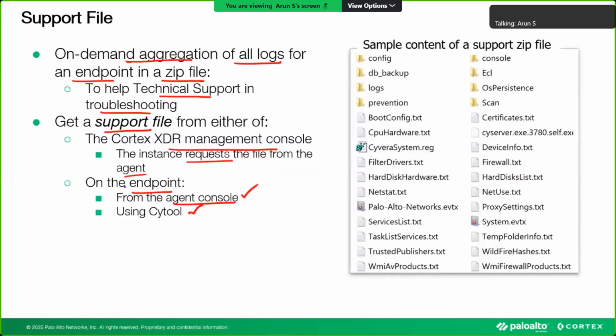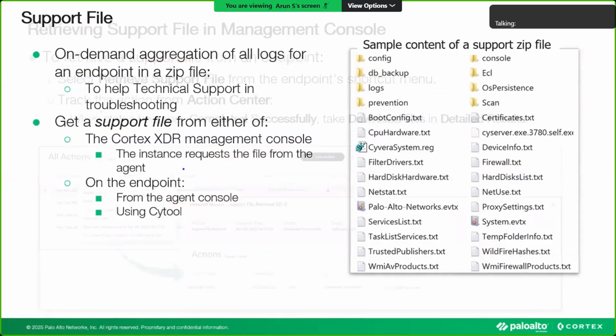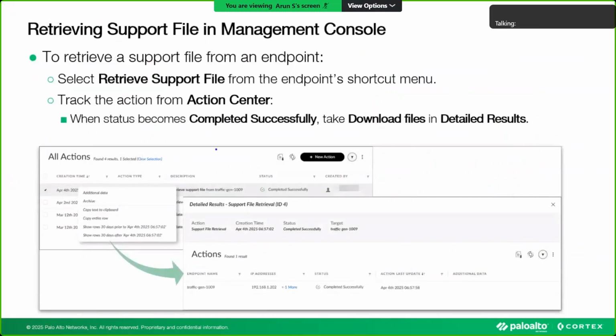We have a command for that. In your SciTool, if you give that command, again, it's going to generate the support file. So three ways we can generate the tech support file. First one, go to the end, and whatever you do, it will be there in the action center. In the action center, you can go and retrieve the support file.